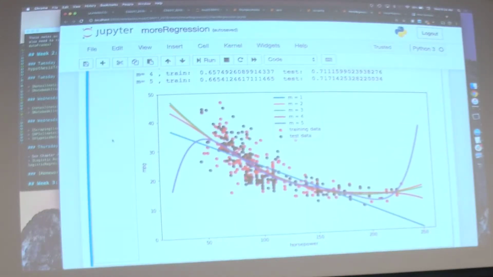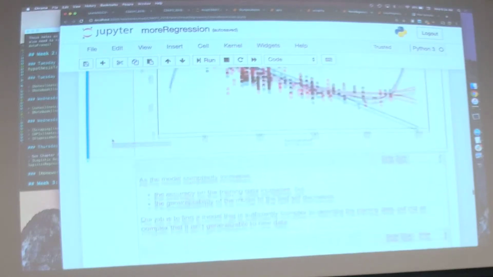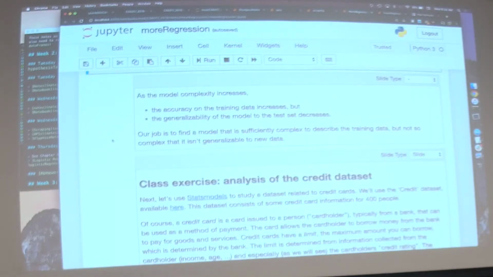Cool. So this is how we can think about choosing a model, some of the tools at our disposal for doing that. So the next thing we're going to go through together is look at another data set, and see what sense we can make out of it.